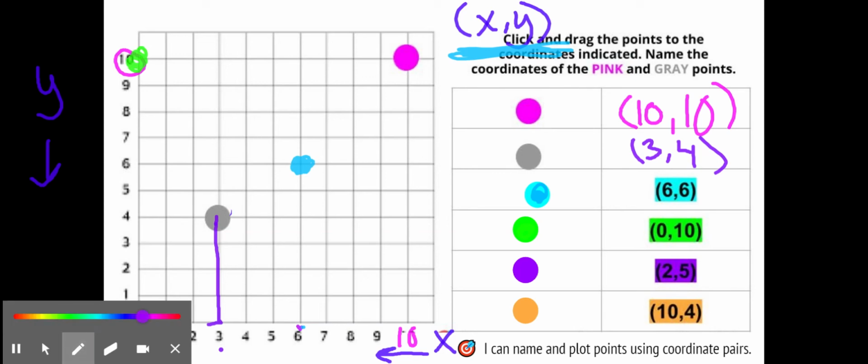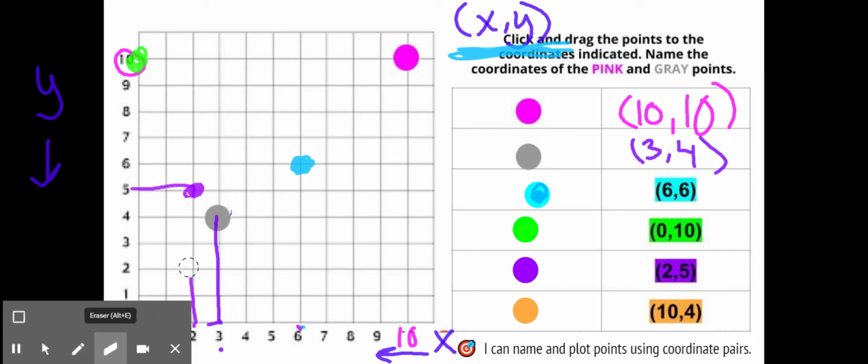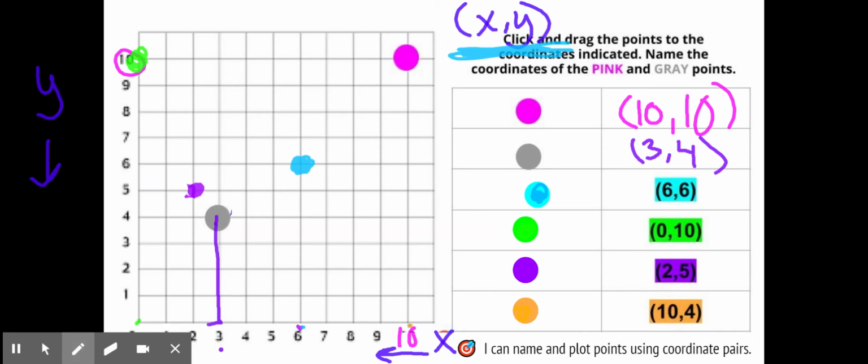Moving on to that purple. It's at 2, 5. So again, I'm going to go over 2. Then you go up 5. There we go. I'm at 2, 5, as we can see right there. And then lastly, we have that orange point at 10, 4. So I'm going to go over 10, up 4 to plot it right there.